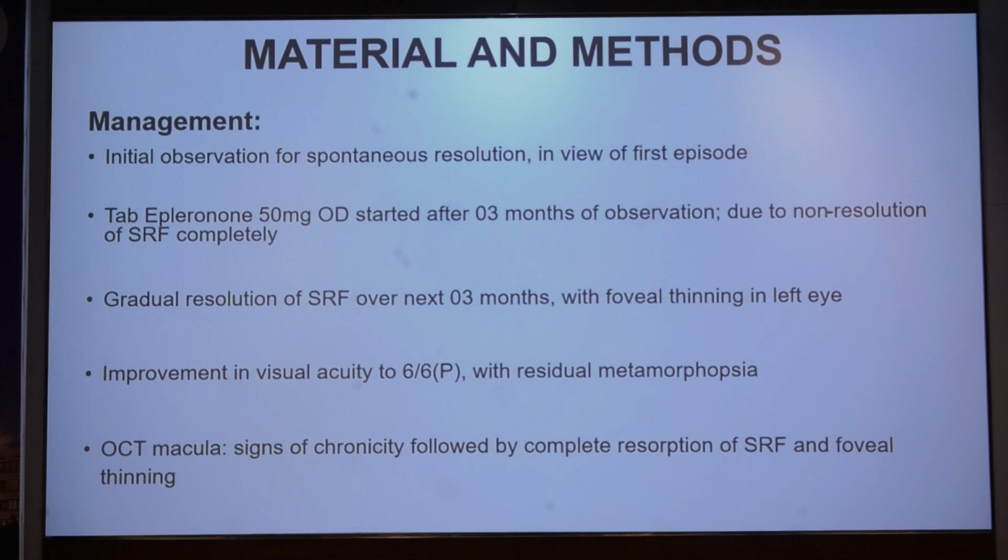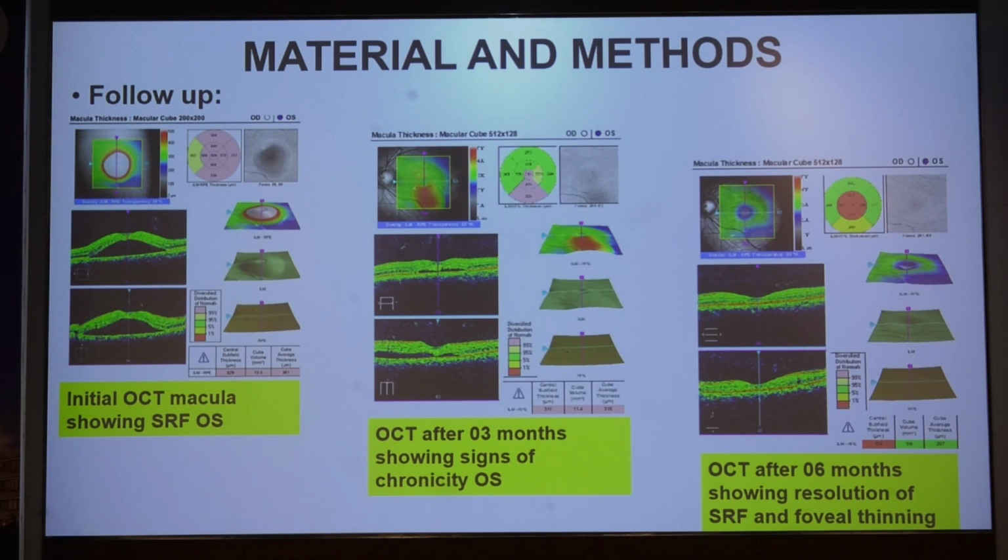OCT macula also showed signs of chronicity initially in the middle part of the treatment, followed by complete resorption of fluid. So these are the progressive OCTs. The first one is at presentation. The second one is at 3 months of treatment, where we can see a shallow SRF and subfoveal hyperreflectivity. And the final OCT shows complete resolution of fluid, but the foveal thickness has come down.